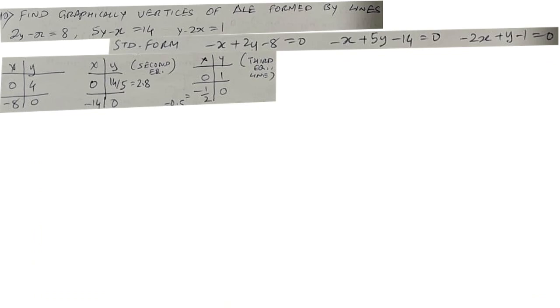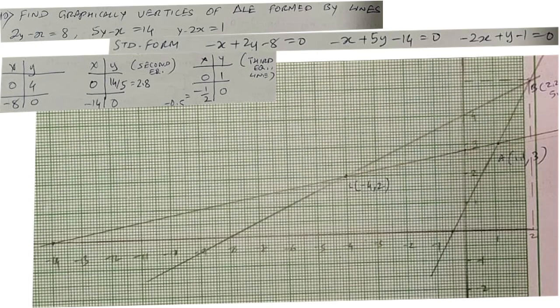Okay. And what is the other point? If I put y is equal to 0, I'll get x is equal to minus 14. That is the second point. Okay, these are the 2 points for the second line. Similarly, how about the third line? Minus 2x plus y minus 1 equal to 0. If you put x is equal to 0, you'll get y equal to 1. If you put y equal to 0, you'll get minus 2x minus 1 is equal to 0, or x is equal to 1 by minus 2, that is minus 0.5.